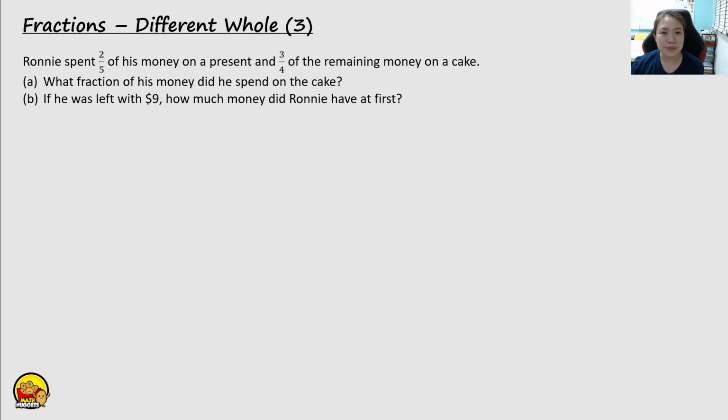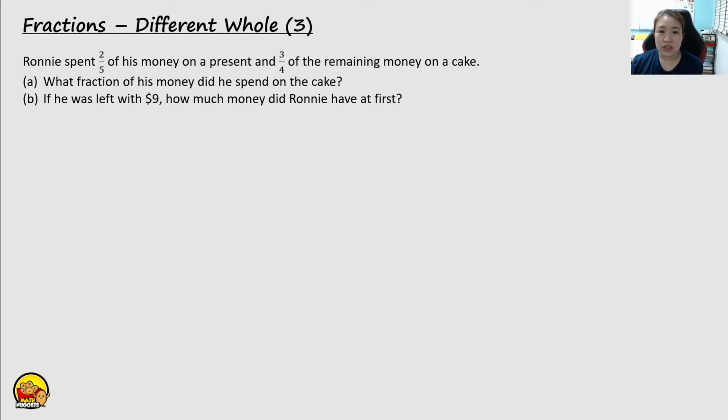Let's look at the question. Ronnie spent 2 out of 5 of his money on a present and 3 out of 4 of the remaining money on a cake. Part A, what fraction of his money did he spend on the cake? And part B, if he was left with $9, how much money did Ronnie have at first?